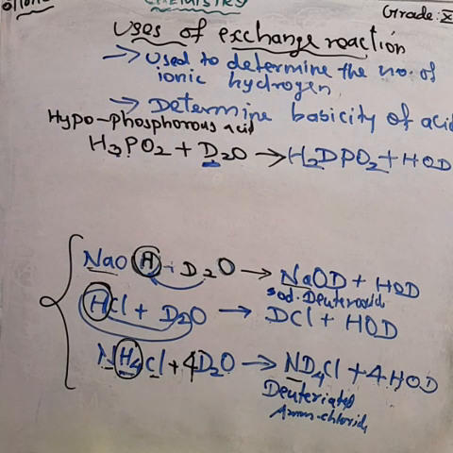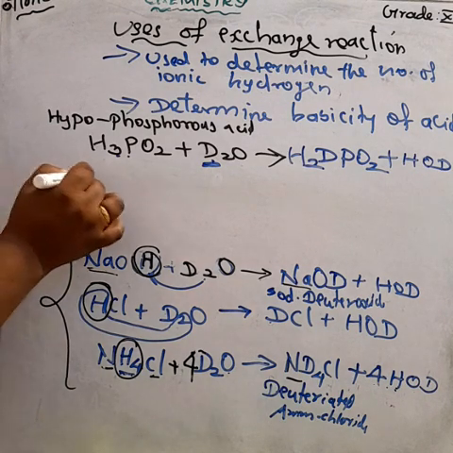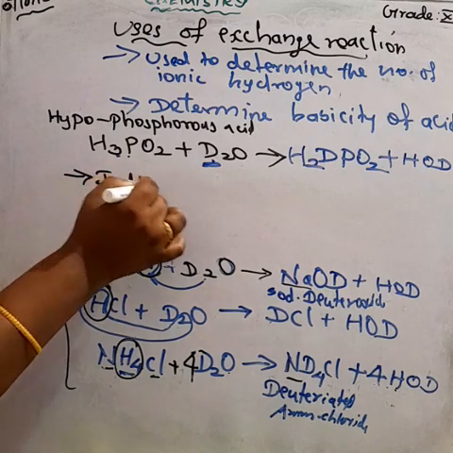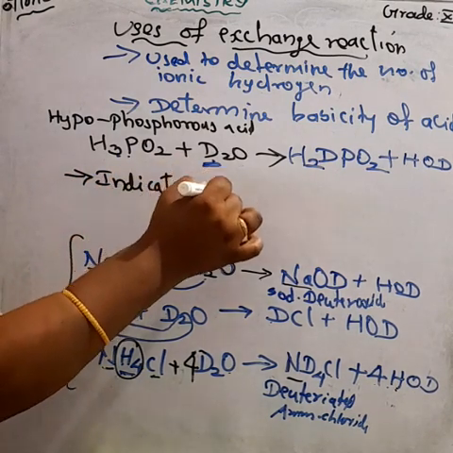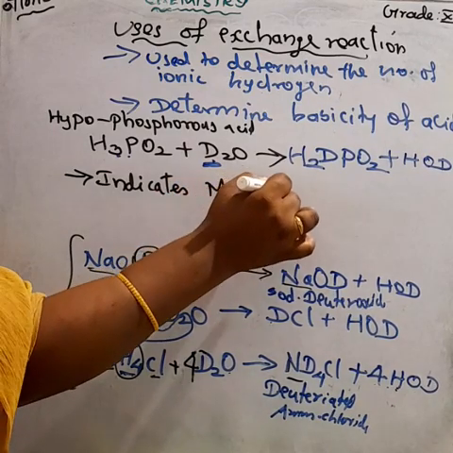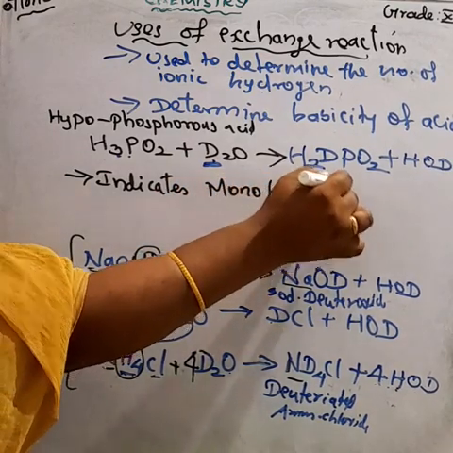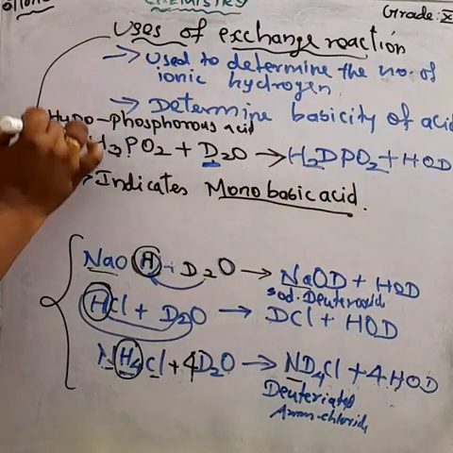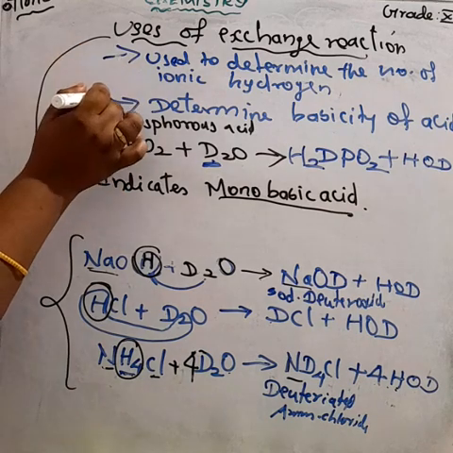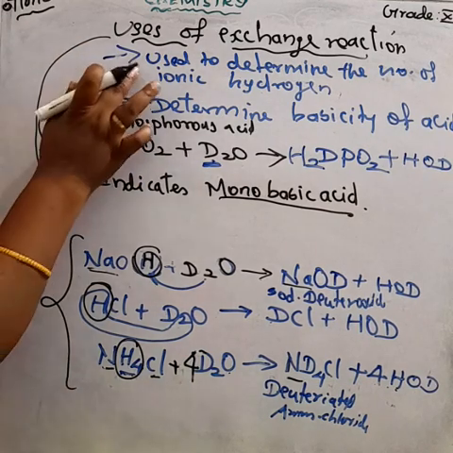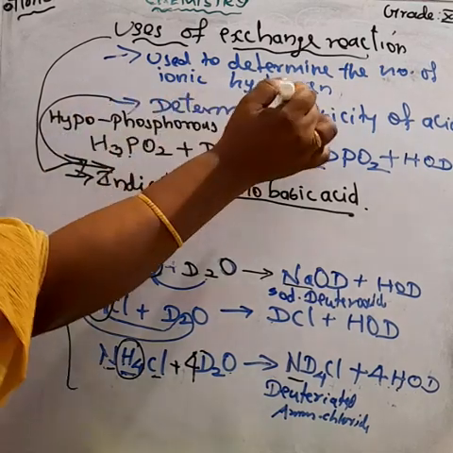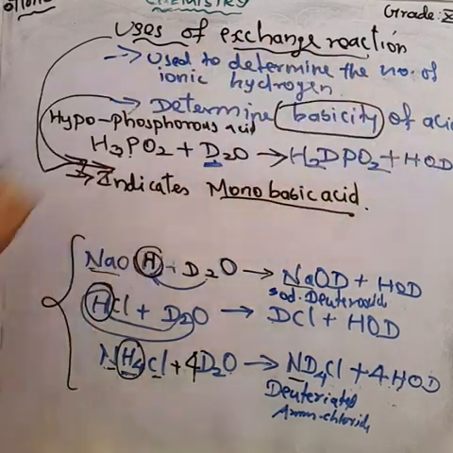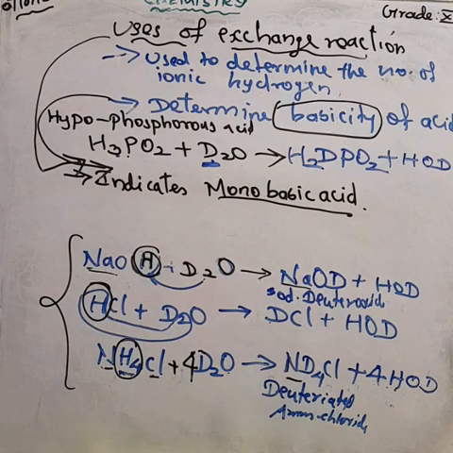So this exchange reaction indicates that hypophosphorus acid is a monobasic acid. So by the exchange reactions, we can understand the basicity of an acid. This is one of the examples.